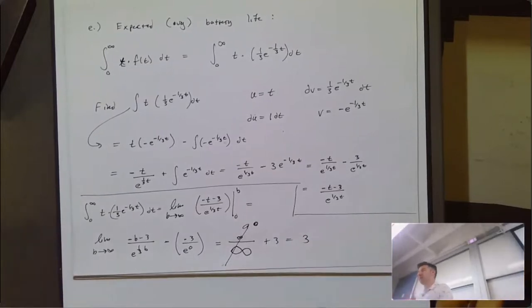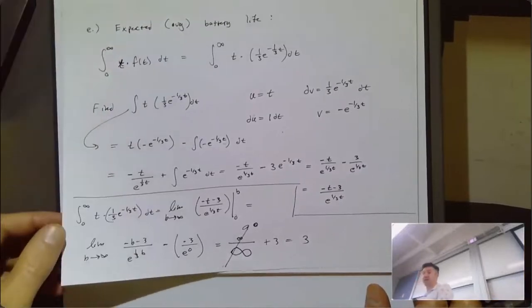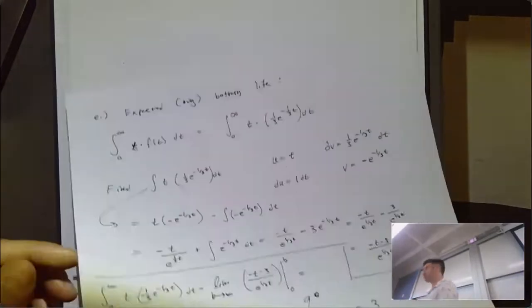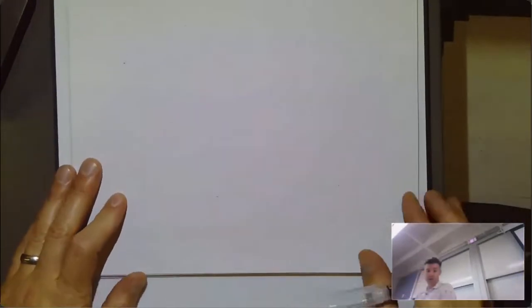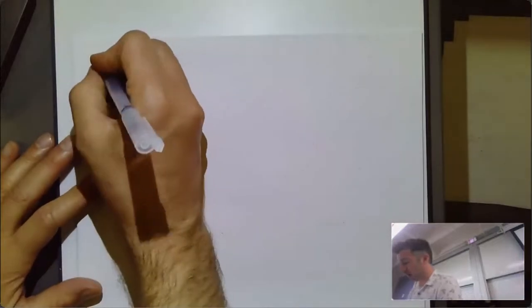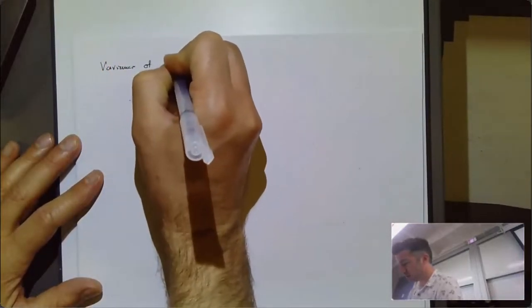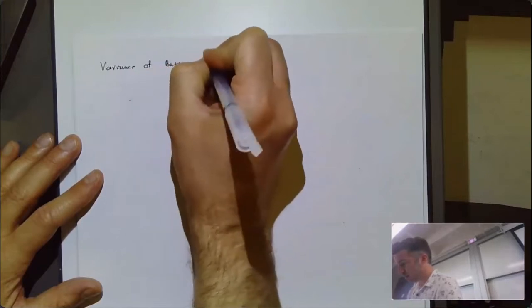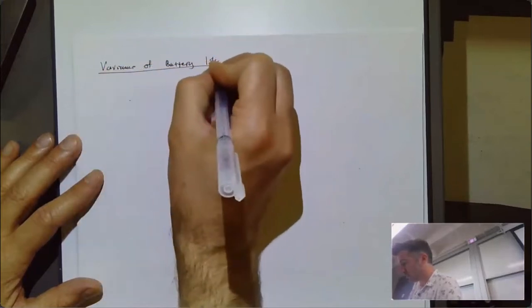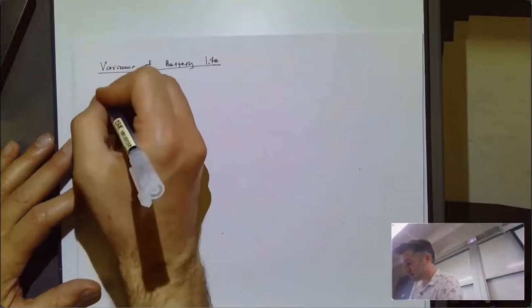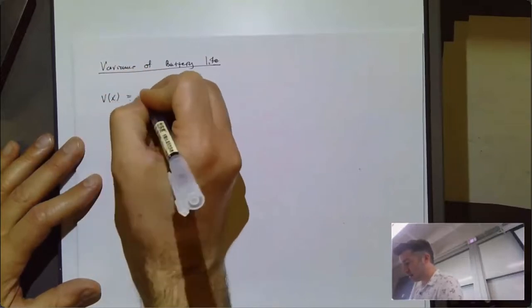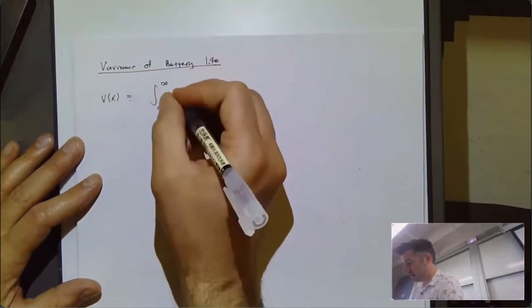Okay, let's find the variance, and then we'll talk about, well, in fact, I'm not even going to do the work to find the variance because it's kind of gross. But let me show you. So if I want to find the variance of the battery life, well, again, using the nicer formula for variance, that's going to be the integral from 0 to infinity of x.